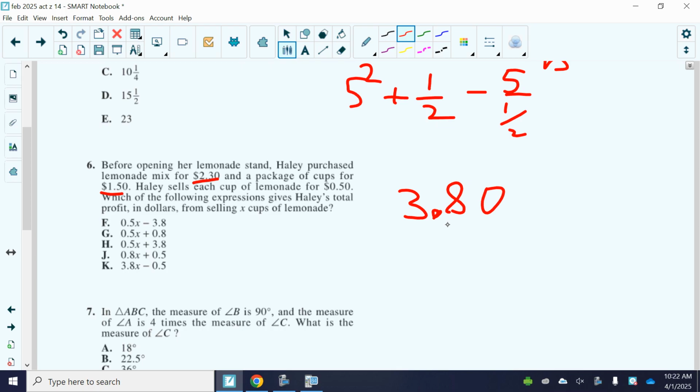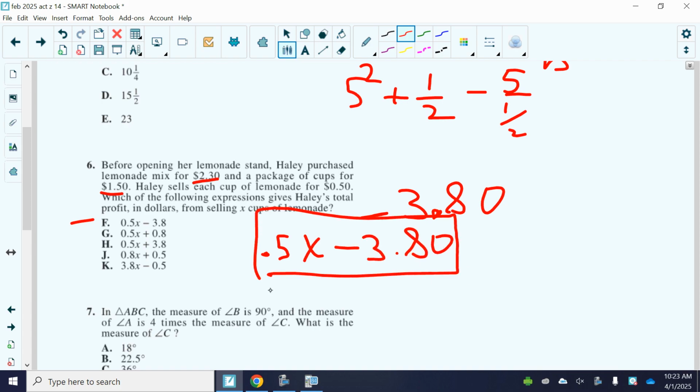Well, this 380 is all minuses, because I spent the money to start the business. And then the 50 cents is the profit. So isn't this F? 0.5, 50 cents for every lemonade minus the 380 that I spent.